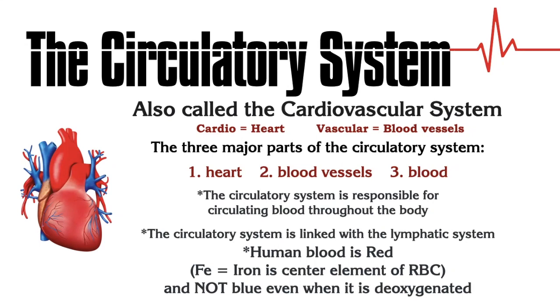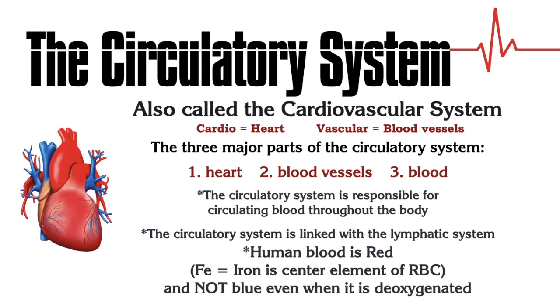Now we're going to focus on the circulatory system. The circulatory system is also referred to as the cardiovascular system. Remember, cardio refers to heart, and vascular refers to the blood vessels such as the veins and arteries. Now there's three major parts of the circulatory system: the heart, the blood vessels, and the blood.